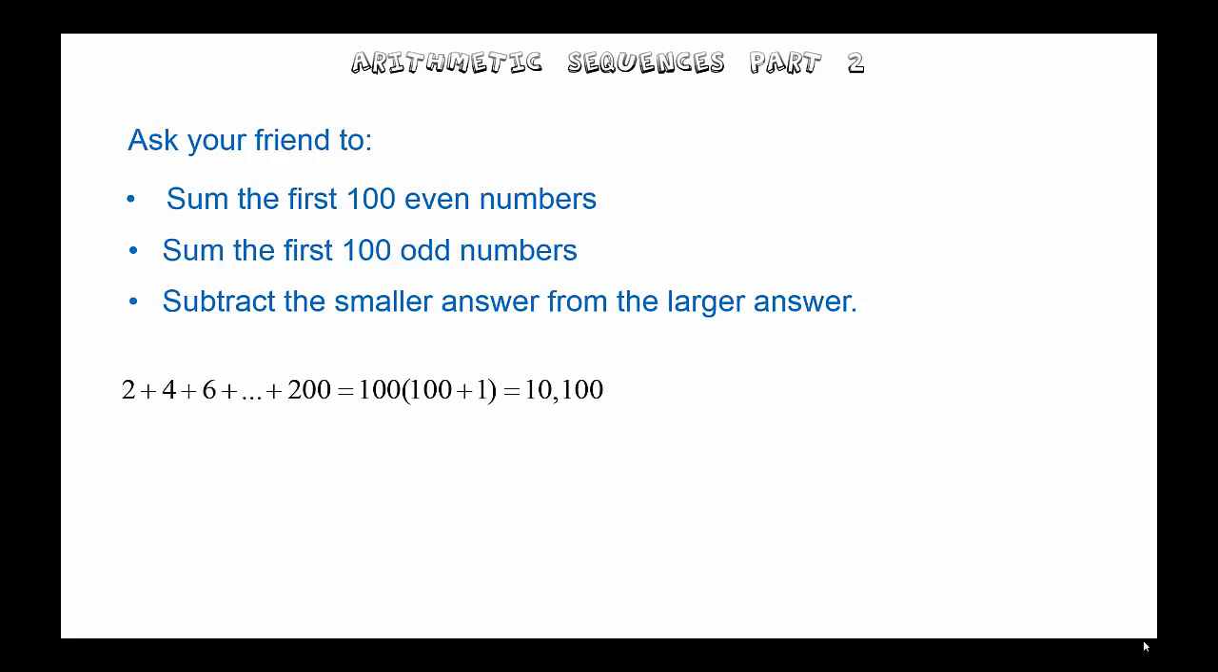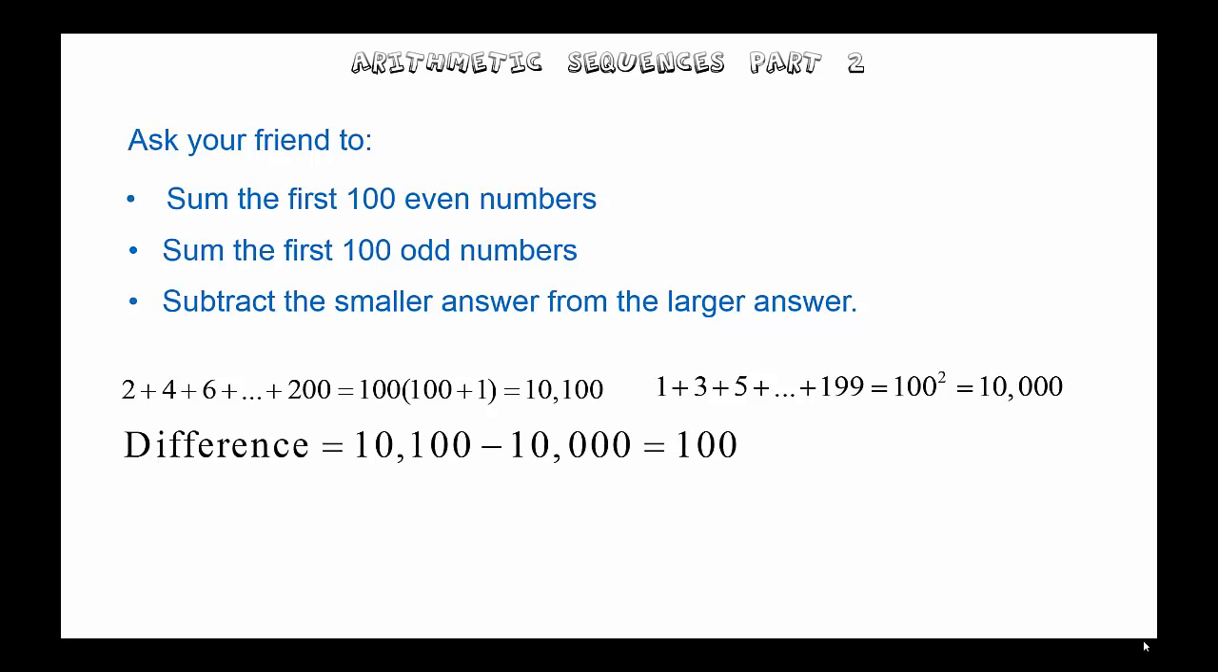There's the sum for the first 100 even numbers, comes out to be 10,100. There's the sum for the first 100 odd numbers, comes out to be 10,000. And the difference, of course, is 10,100 minus 10,000, which is 100. But of course, we knew the answer was 100 straight away, didn't we? We knew that the difference is going to be n, in this case 100. So we would have saved your friend a lot of worry if we had said to them straight away that the answer would be 100. A neat little trick.